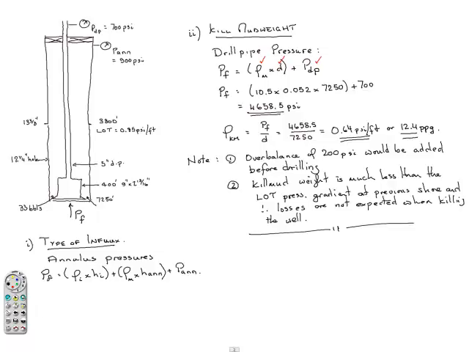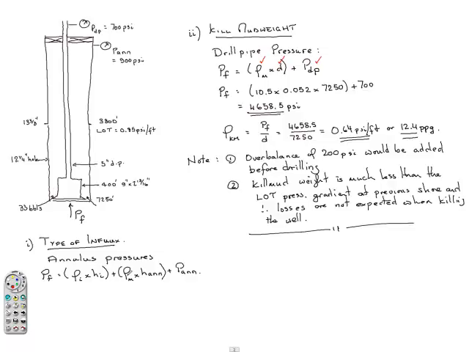Now, before I can calculate this, first of all, let me go through and see what I know and what I don't know. Do I know the density of the influx? No, that's what I'm trying to determine. Do I know the height of the influx? I don't know it directly, but I do know that I got 33 barrels of fluid here. So I know the volume of influx, but I don't know the height of the influx.